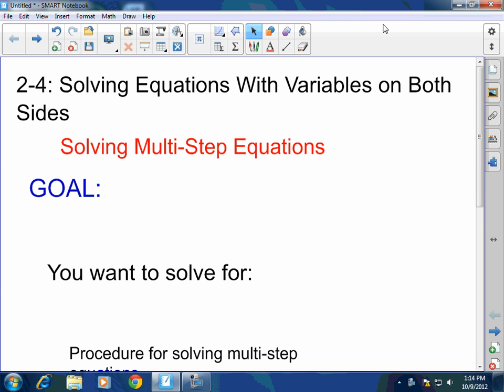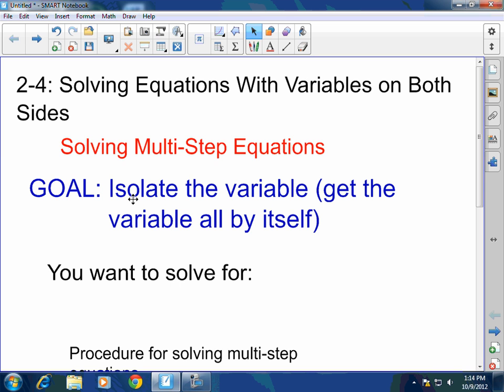I'm going to put this on a video, and of course you have the PDF notes, so make sure you pay attention. Remember, please, that in a multi-step equation, the goal is to isolate the variable. Get the variable all by itself, okay? You want to solve for, of course, x over 1, a positive variable in the numerator, okay? That's what you want to solve for.